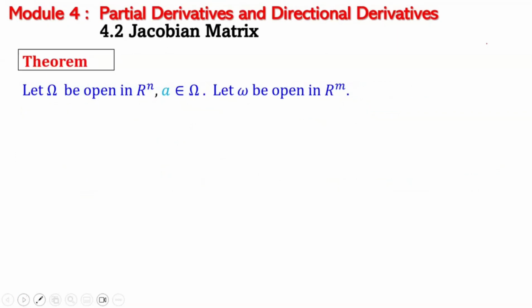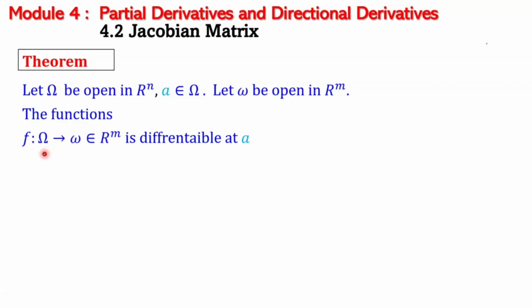Now, the next theorem is that if Ω is open in Rn and A is a point in Ω, and let small ω be open in Rm, then the function f from capital Ω to small ω is differentiable at A, and g is differentiable at f(A). So these are the given conditions.